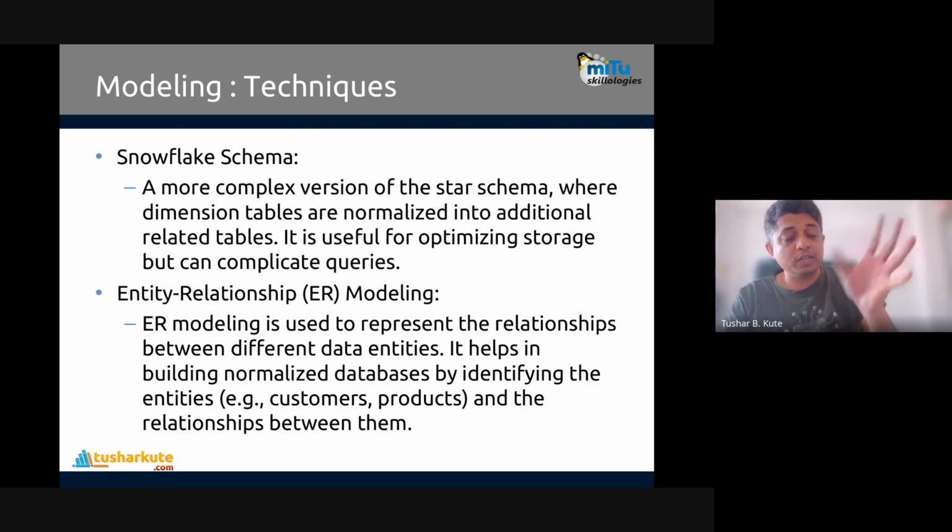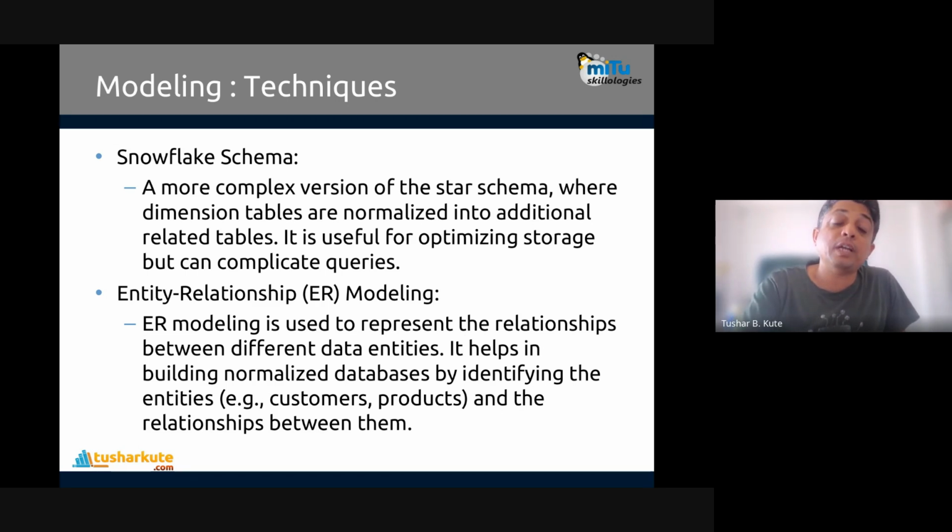One more thing you may have learned in DBMS is ER diagrams, entity relationship models, where entities are there and whatever relationships are present among them are modeled. So ER modeling is used to represent the relationship between different data entities. How this entity and that entity are related to each other, like customer and product, what kind of relationship they have. These things are modeled by ER diagrams. It helps in building normalized databases by identifying the entities and relationships between them, customers and products, and how they are related.